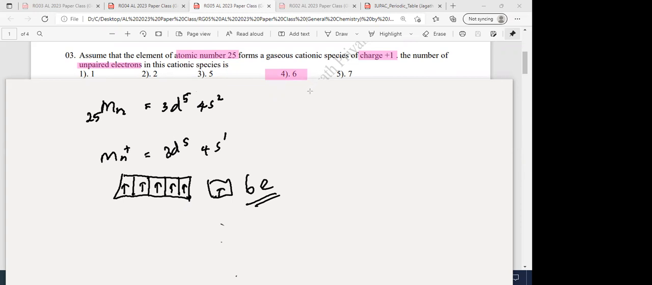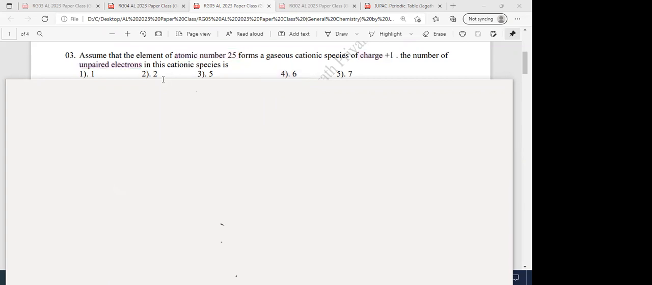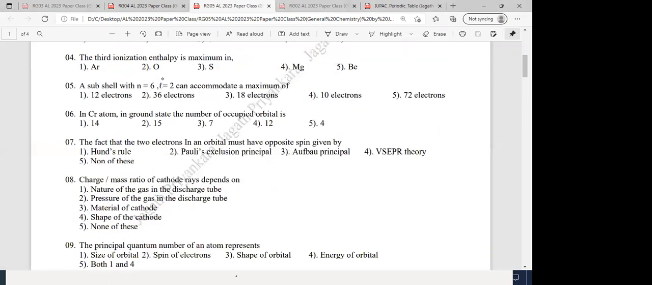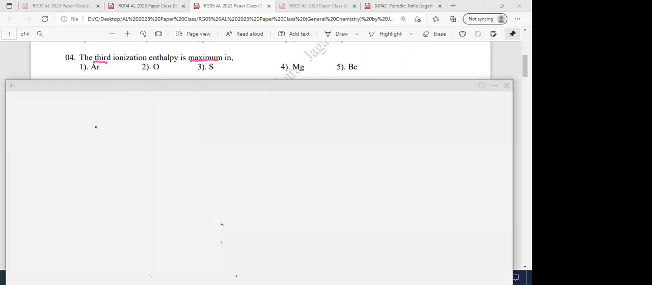So it's based on electronic configuration. Next one, question number 4. I'll erase this. Fourth MCQ. Third ionization enthalpy or third ionization energy maximum. Third ionization energy maximum will be which group? That means removal of the third electron is most difficult. Removal of the third electron is most difficult from which group elements? Third period, group 2 or group 3 elements?